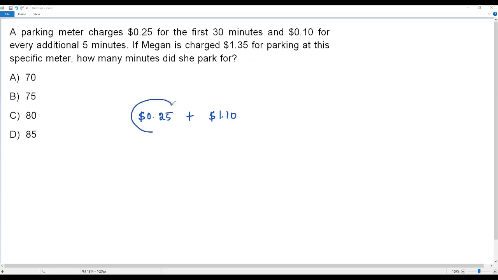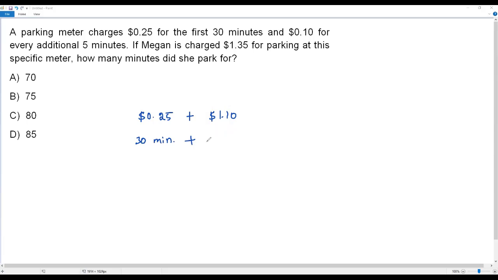For the first part, $0.25, she can park the vehicle for 30 minutes according to the question. So that's the reason I split up the total charge into two parts, 0.25 and 1.10, because for this 0.25 we have the parking time of 30 minutes. Let me write it. So 30 minutes.